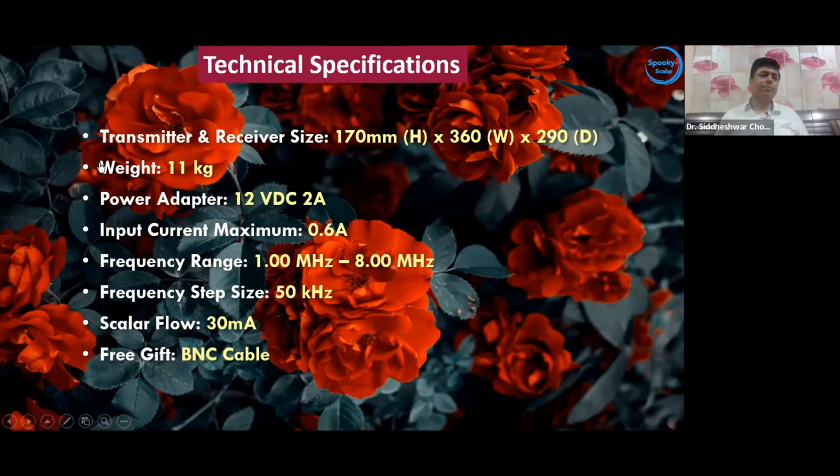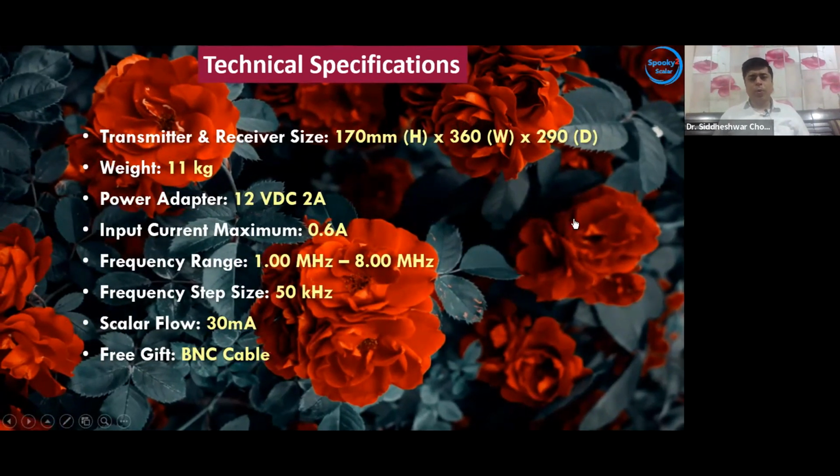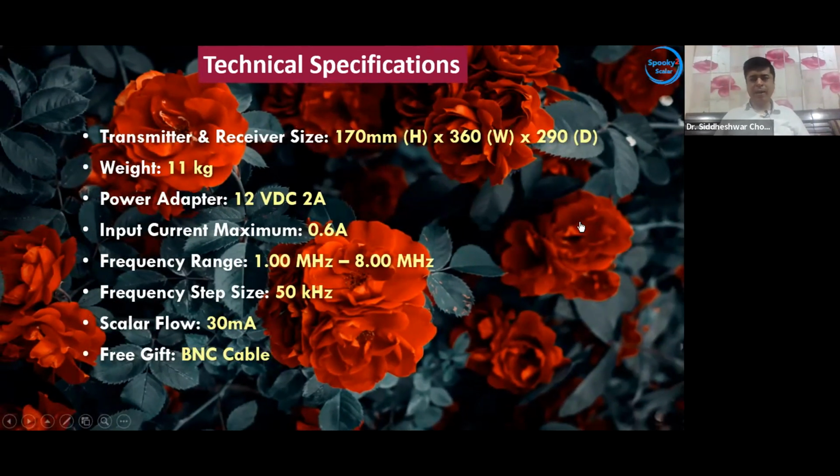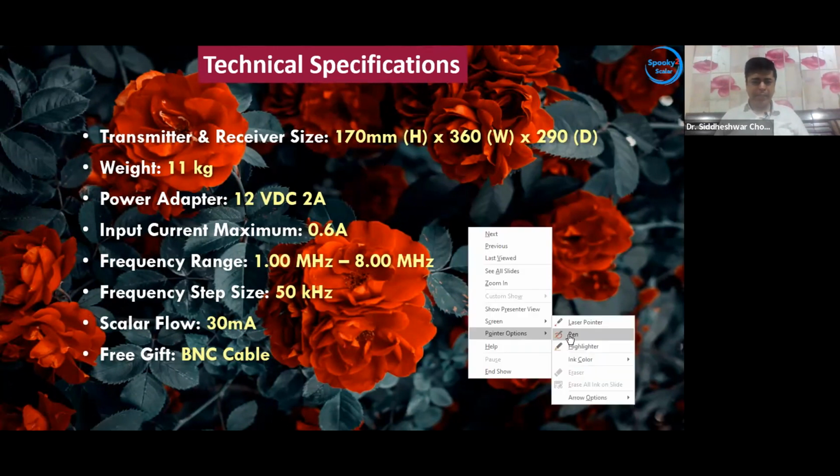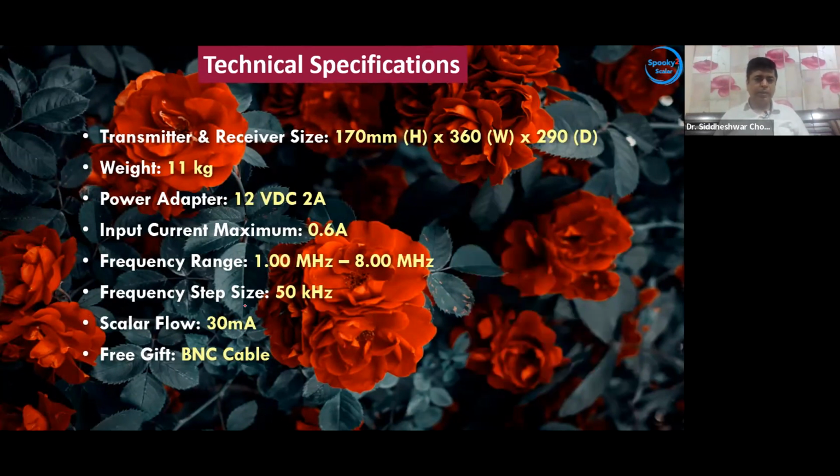Now, moving forward, what do we get in the hardware? It's not very important to be discussed here, so I will just say, have a look at the second last point. See, this is the small current which constitutes the scalar flow. Such a small current, 30 milliamps, right?